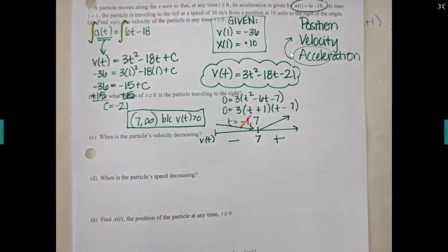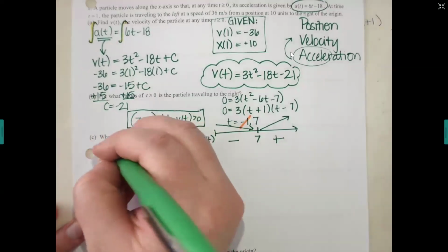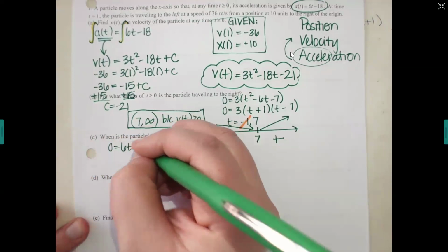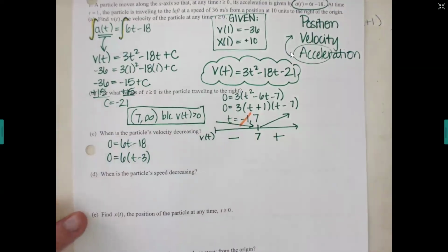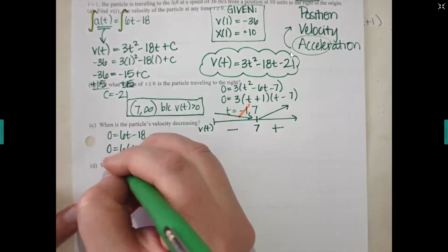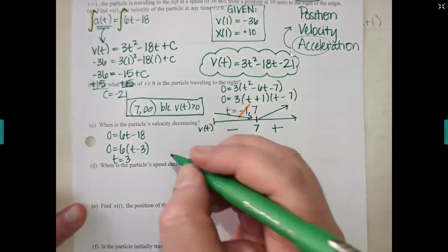Okay, next question. I want velocity decreasing. Velocity decreasing means that its derivative needs to be negative. What is the derivative of velocity called? Acceleration. Do I need to find acceleration? No, that's what they started us with, right? So acceleration is 6t minus 18, and I'm going to set that equal to 0. Take a 6 out. That's a t minus 3. Which means that my critical number is just going to be 3.